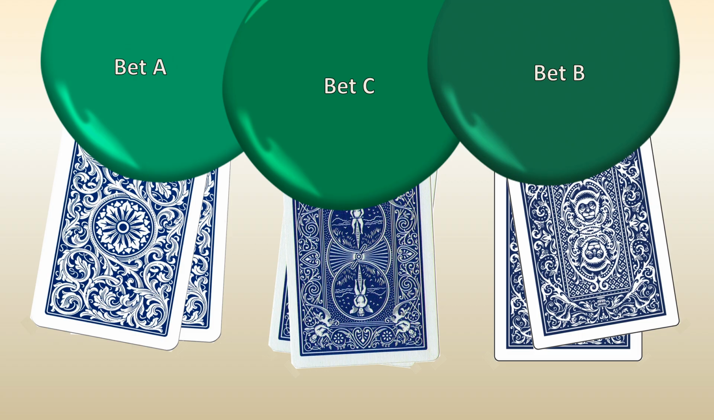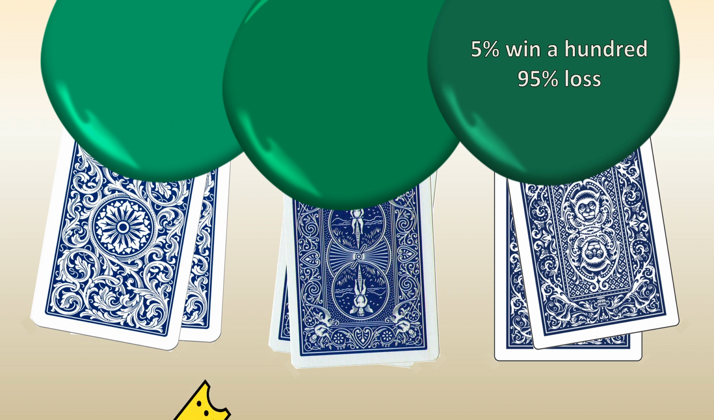Finally, let's go back to bet B, where you have a 5% chance to win 100 times your money. How much should you bet in each round of that game, and why do you think it's optimal? Please let me know in the comments.